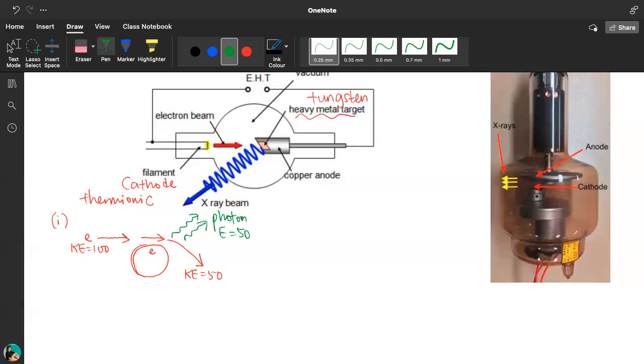And this photon just happened to be in the X-ray region. So this is an X-ray photon. So how is X-ray produced? This is the first scenario. When electron is slowed down, they release energy, they release photon, they release X-ray. Okay, so keyword when you use to explain how X-ray is produced, you have to mention the acceleration of the electron. Use the word acceleration.